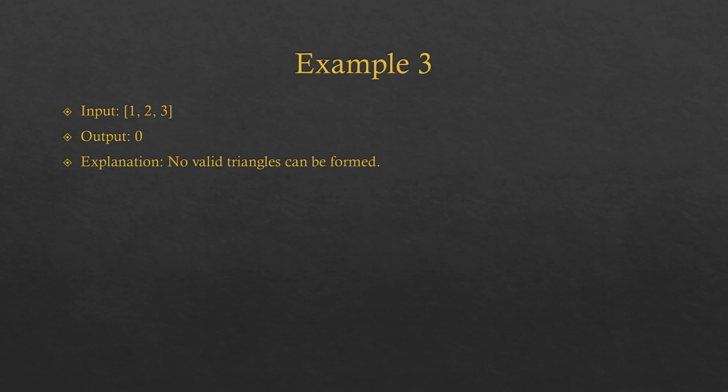Let's look at an example where no triangles can be formed. If we input the array 1, 2, 3, it's impossible to form a triangle. This is because no combination of the elements satisfies the triangle inequality theorem. So the output is 0 valid triangles.